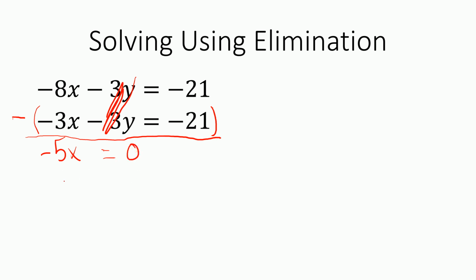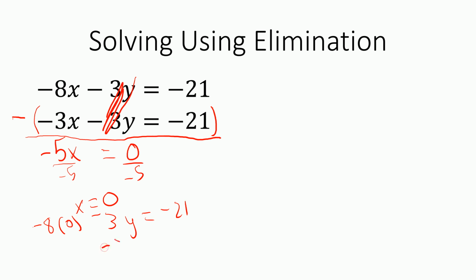So that means that when I divide by 5, now that I have a single equation with a single variable, x is 0. Then I can do what I did earlier, substitute 0 in for x. This time I have to do a little bit more, but -8 times 0 is 0.